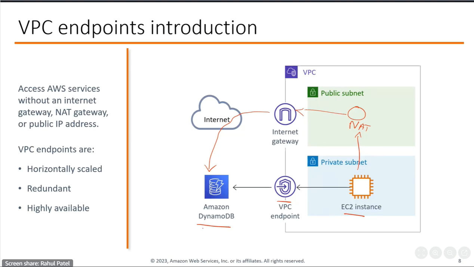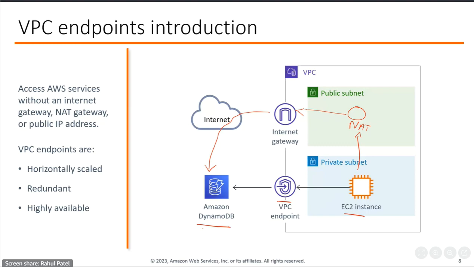That means if you require more number of VPC endpoints, it can be horizontally scaled, redundant, and highly available. Again, there is no single point of failure here because these VPC endpoints are managed by AWS. So it is a managed service which we can use, and in this way we can achieve the task that our traffic is not going to go over the public internet.